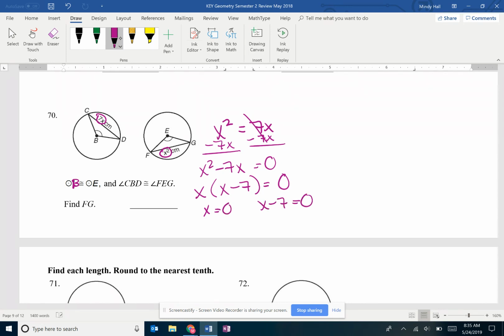This one with x equals 0, I can just ignore because it's a length. So I'm going to add 7 for this one, and we get x equals 7. So then to find FG, we just plug it in. 7 squared is 49. If you didn't like that one, maybe you wanted to plug it into that 7 times x. 7 times 7 is also 49. So regardless of what you do, you still get the same answer.